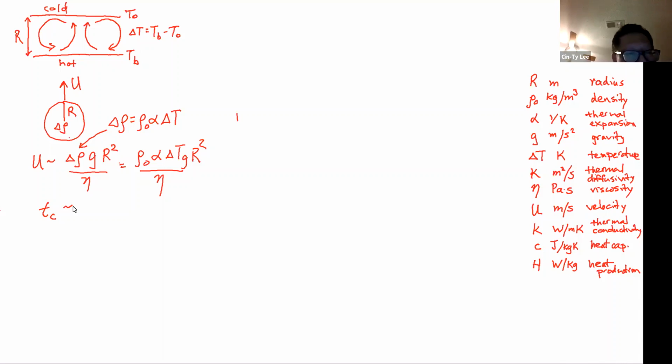So let's look at the conductive time scale, and that's going to scale as r squared over this thermal diffusivity. Thermal diffusivity is meters squared per second, and that's a material property and a measure of the efficiency of heat diffused through your medium, and of course this goes by r squared.